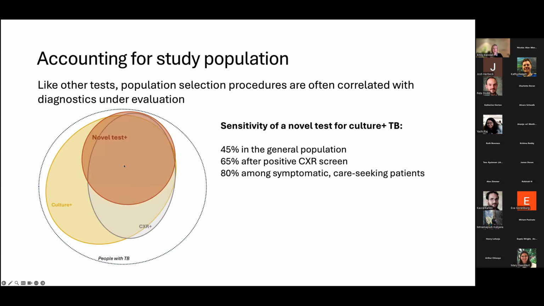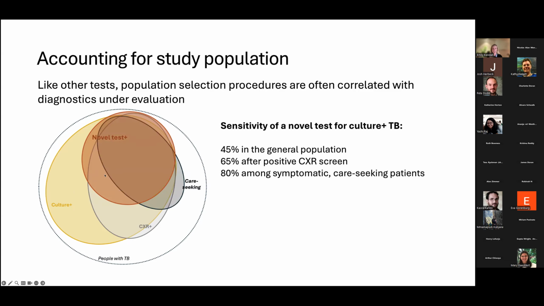But if we are using a chest X-ray as a screening test to select the population that's getting this novel test, then among the people who have a positive chest X-ray screen, that sensitivity of the novel test increases to 65%, meaning that 65% of the TB that's inside both the yellow culture positive oval and the gray chest X-ray positive oval is positive on the novel test.